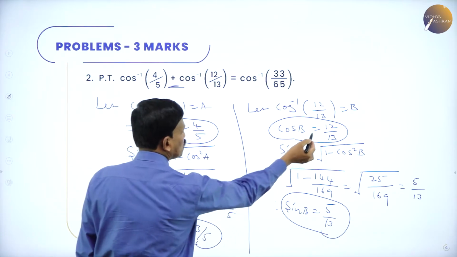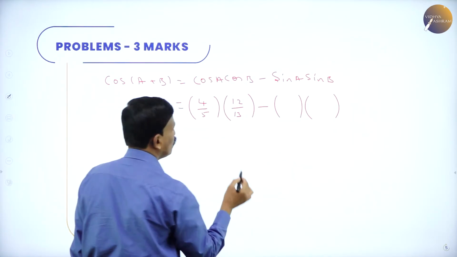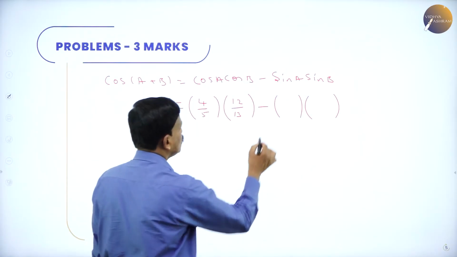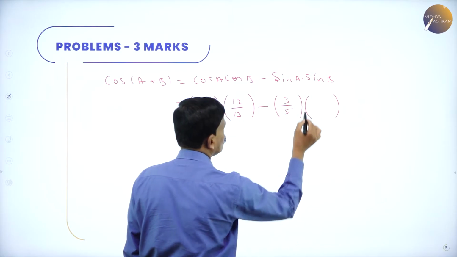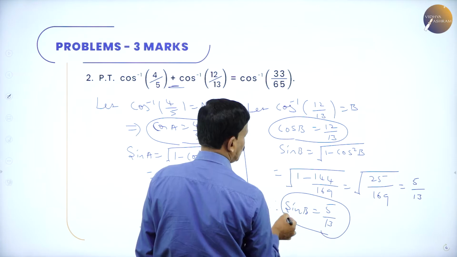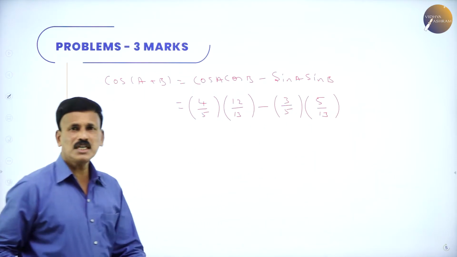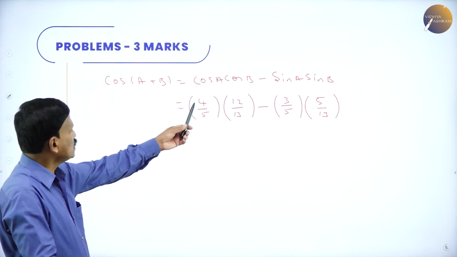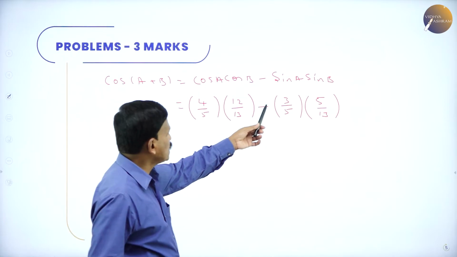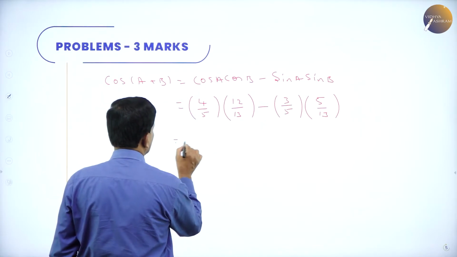Cos B is 12 by 13. Sin A is equal to 3 by 5. What is sin B? Sin B is equal to 5 by 13. See here, cos A cos B minus sin A sin B: cos A is 4 by 5, cos B is 12 by 13, minus sin A, 3 by 5, sin B, 5 by 13. Simplify this, you will get the answer.